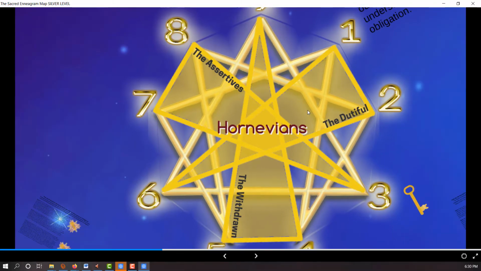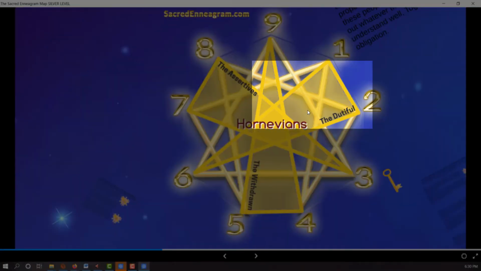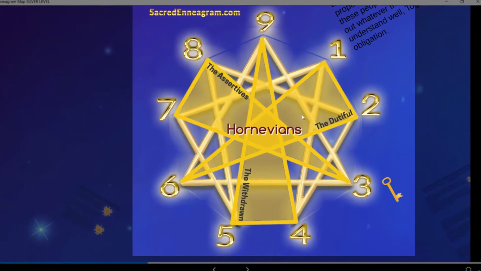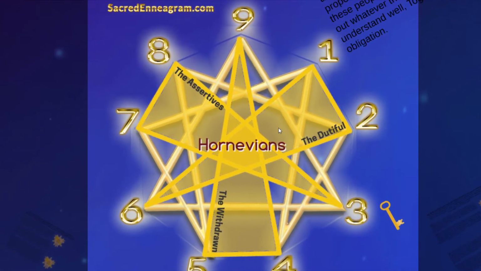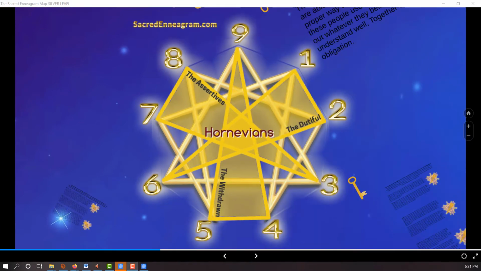So there are 3 Hornevian groups. They are the withdrawn, the assertive, and the dutiful group. The assertive types insist or demand that they get what they want. The withdrawn types withdraw or move away from engagement to get what they want. And the dutiful types earn or do what is expected or required of them to get what they want. So I'm just going to give you a brief run through one of these Hornevian groups, which will be the assertive group.